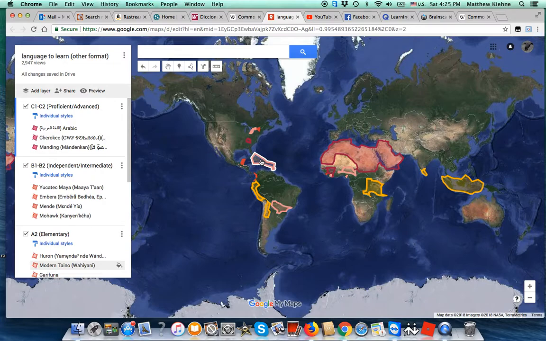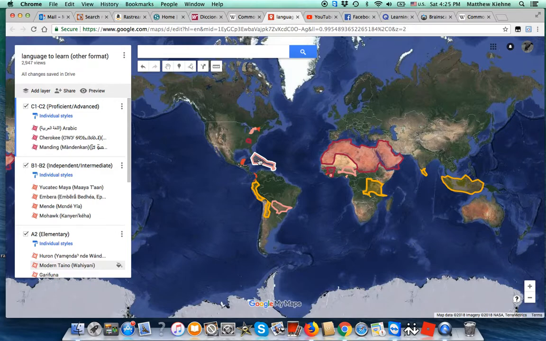Whereas Embera has more speakers, more people know of Taino, and probably more people are interested in Taino. And it has that notoriety of being the Caribbean language. So that's the difference between size and notoriety, but they kind of go together.